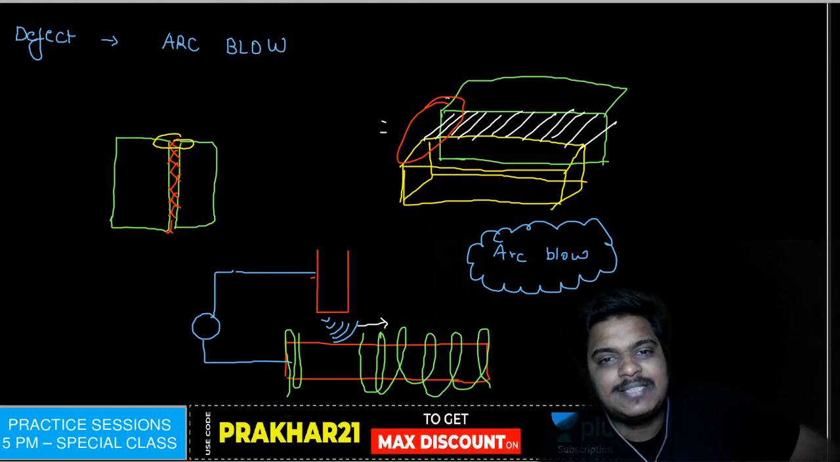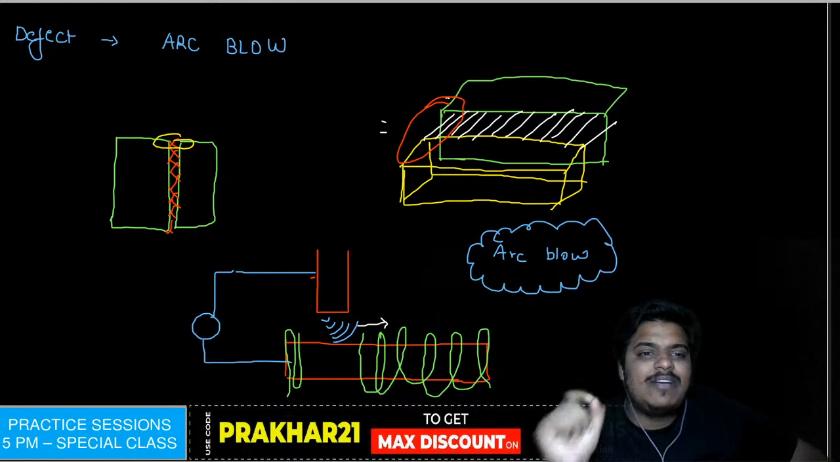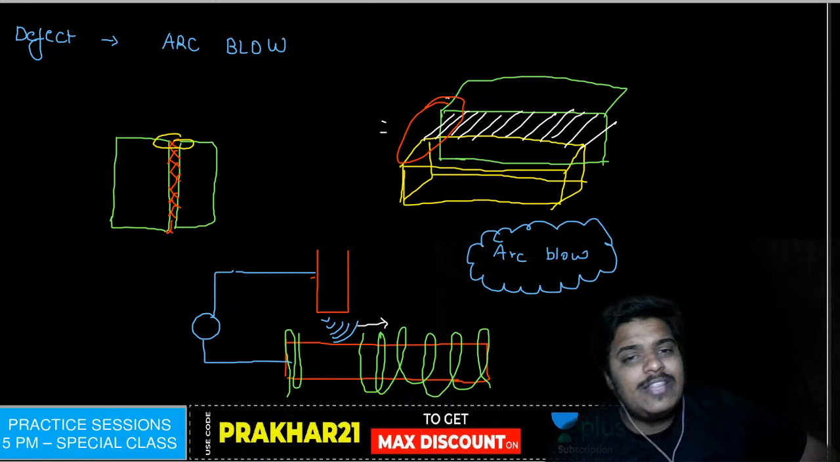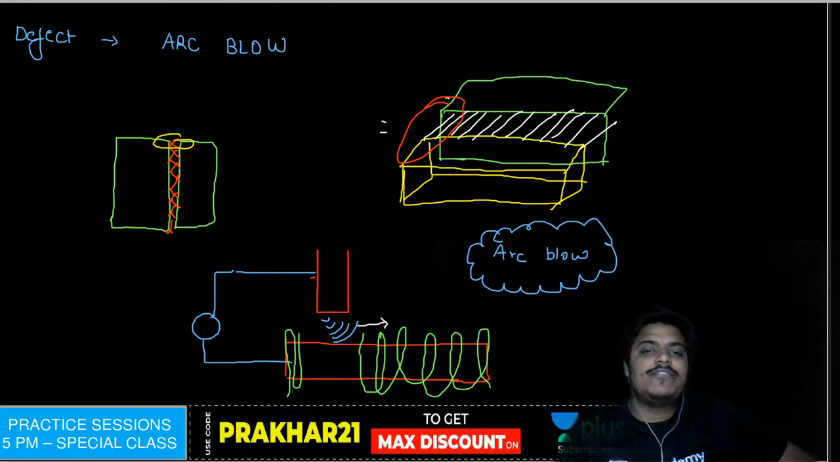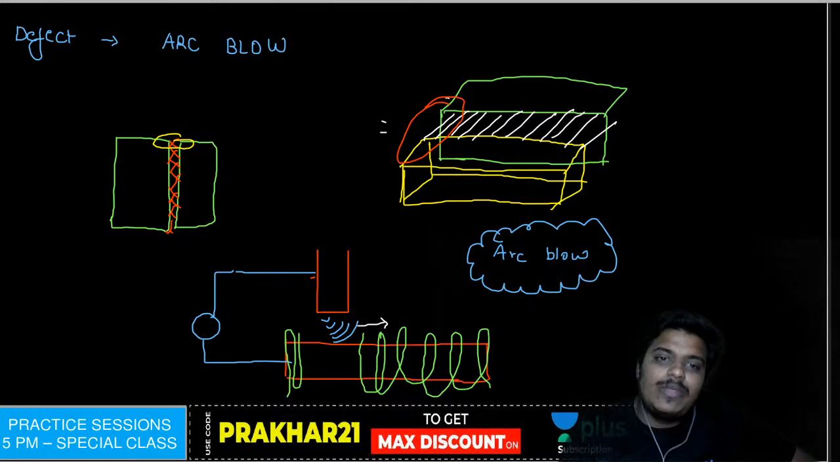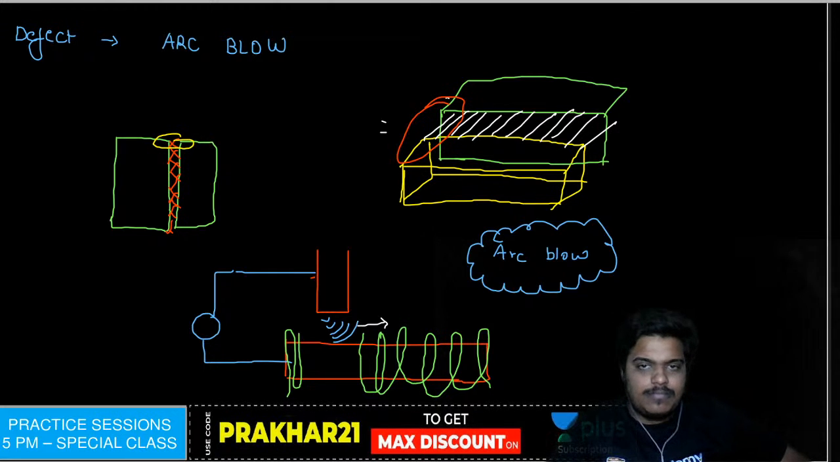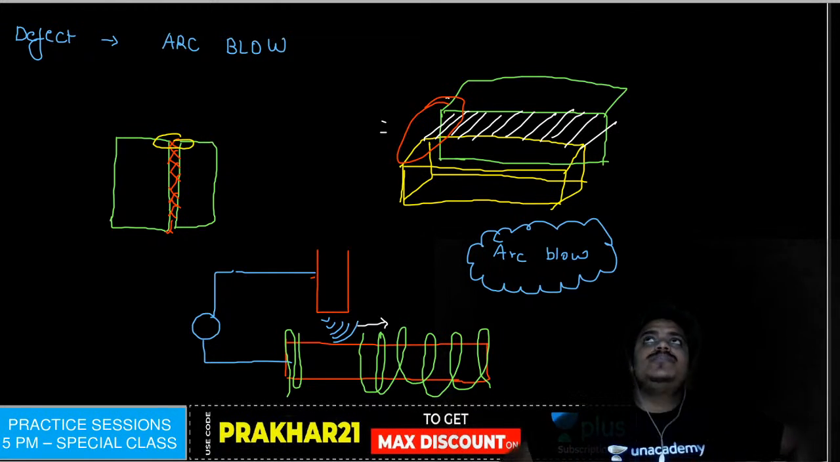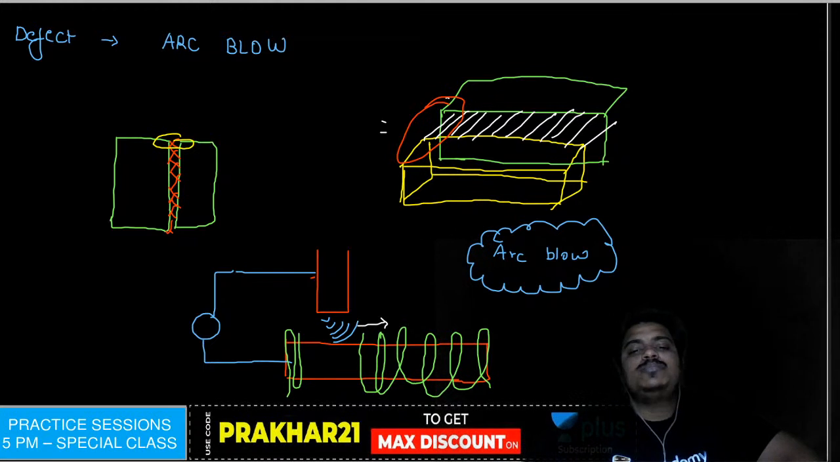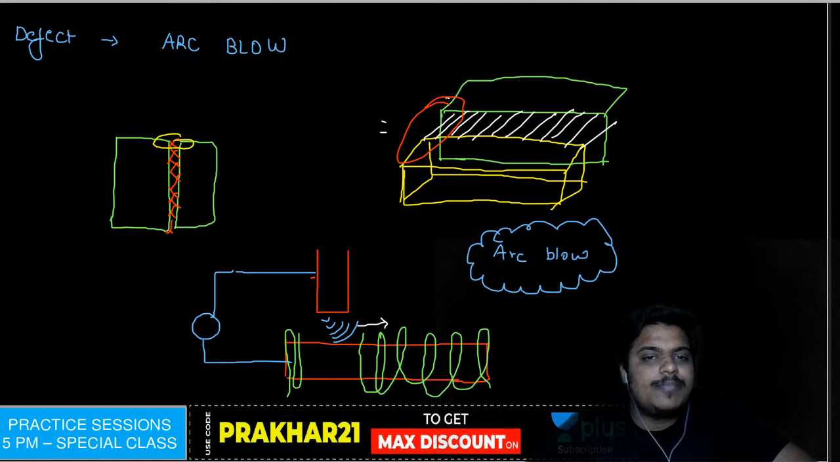When the fixed polarity power source is applied across the electrode and the workpiece, due to flow of current, magnetic lines will be formed around the conductors, both electrode and workpiece. Magnetic lines will be produced across the conductors, that is electrode and workpiece.